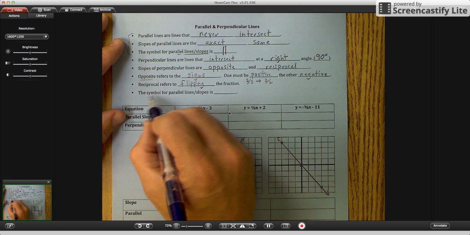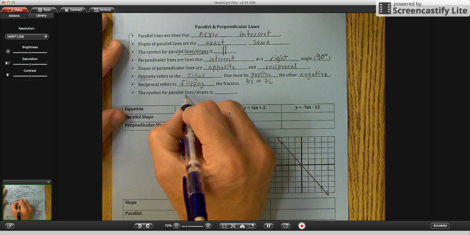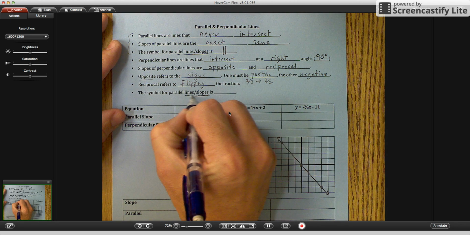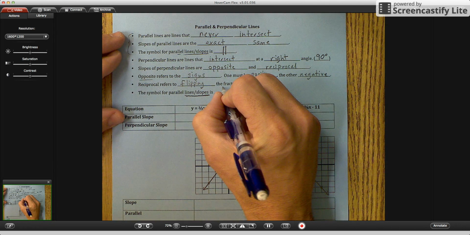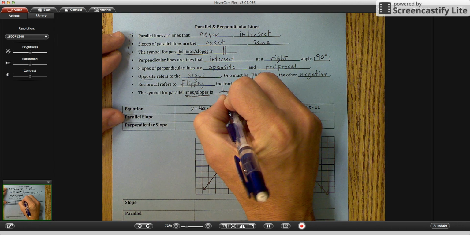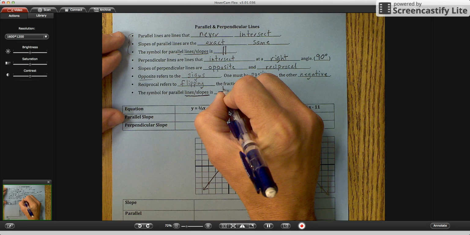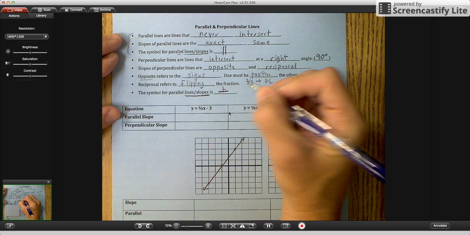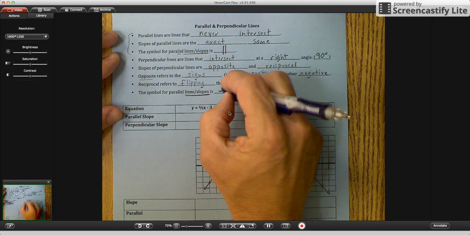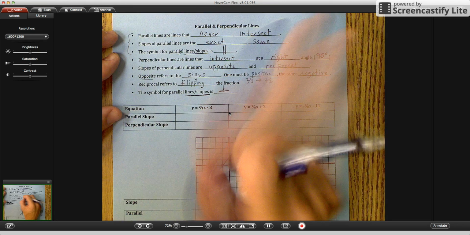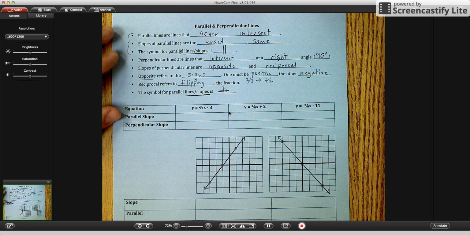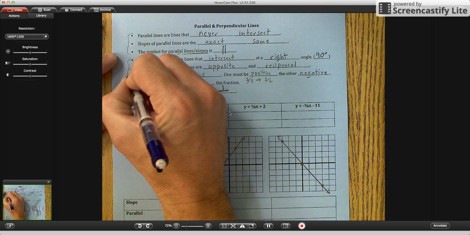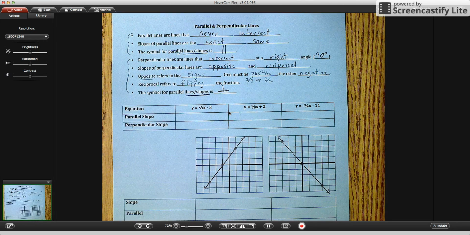It says the symbol for perpendicular lines or slopes, again, lines and slopes being the same thing, is an upside down capital T. And again, you'll see that 90-degree angle right in there with the upside down capital T. We're going to say perpendicular, the perpendicular symbol, just that. And these talk about perpendicular.